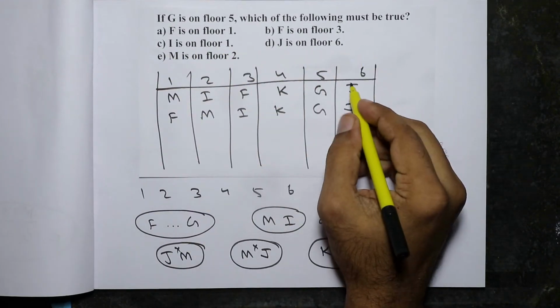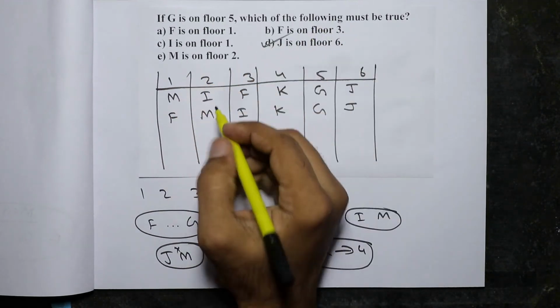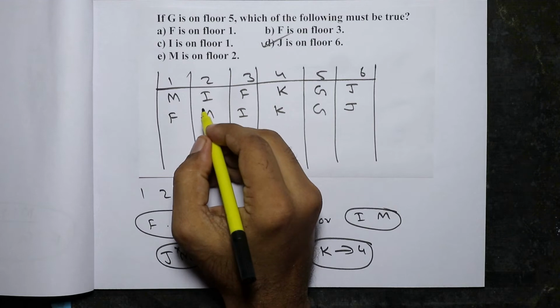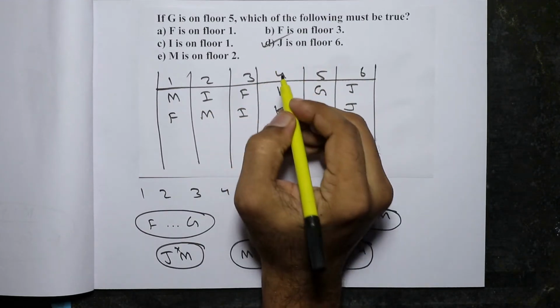J is in floor 6. That compulsorily must be true. It is always true. Now M is in floor 2. That is possible but need not be true. What must be true is J is in floor 6. That must be true. Option D.